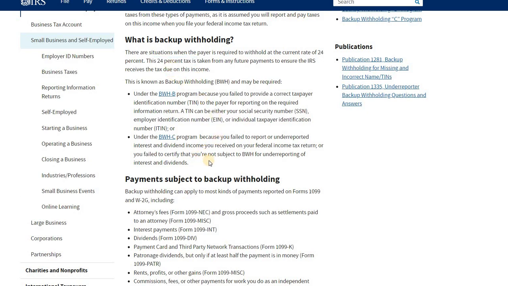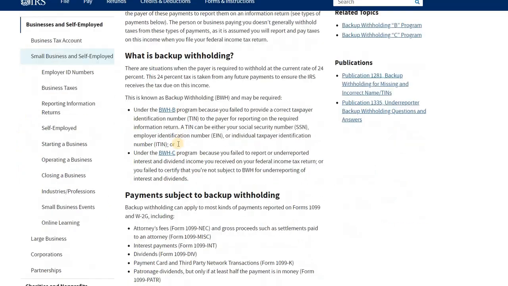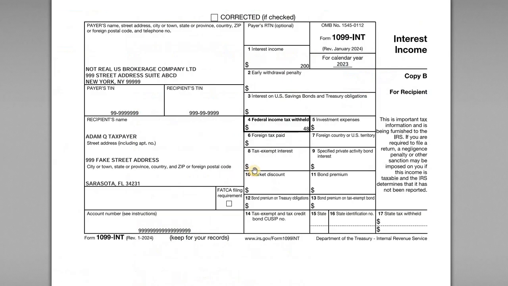The second one is if you fail to report that investment income on your return and the IRS is reviewing your returns and says, okay, we're going to send a notice to the payor and they're going to have to withhold the tax. So if you happen to have one of those two happen to you, then you'll see something like this in box 4. So we have $200 of interest income, which is just regular taxable interest, and we have federal income tax withheld of $48. So that's 24% of the $200 amount.